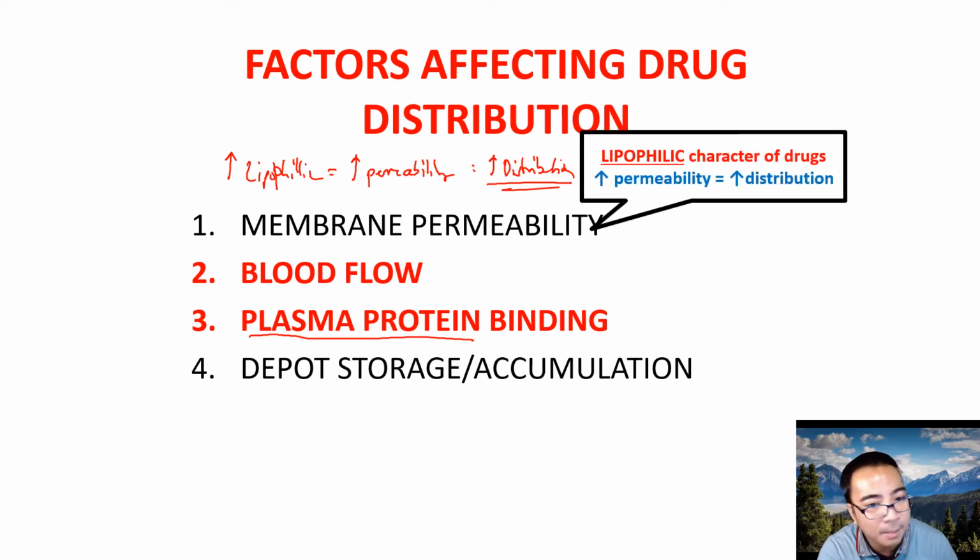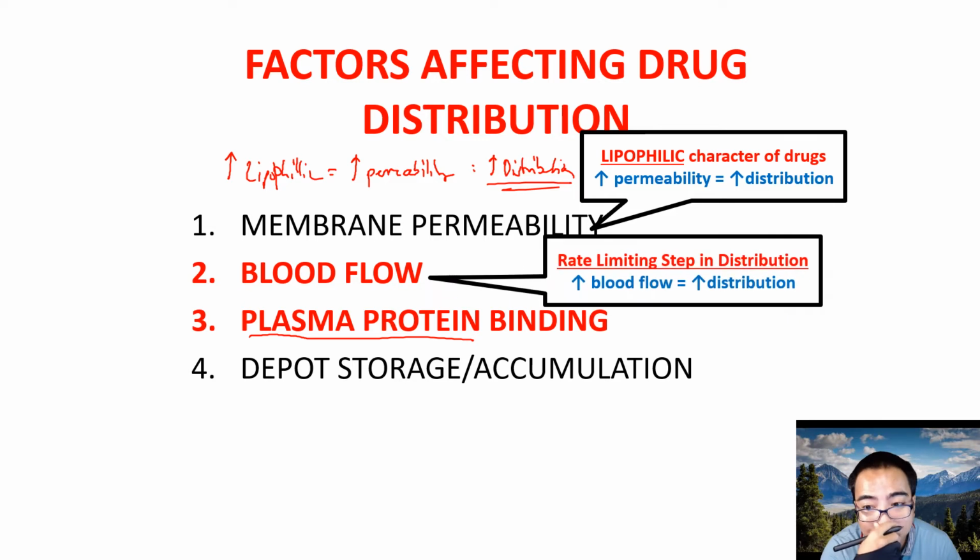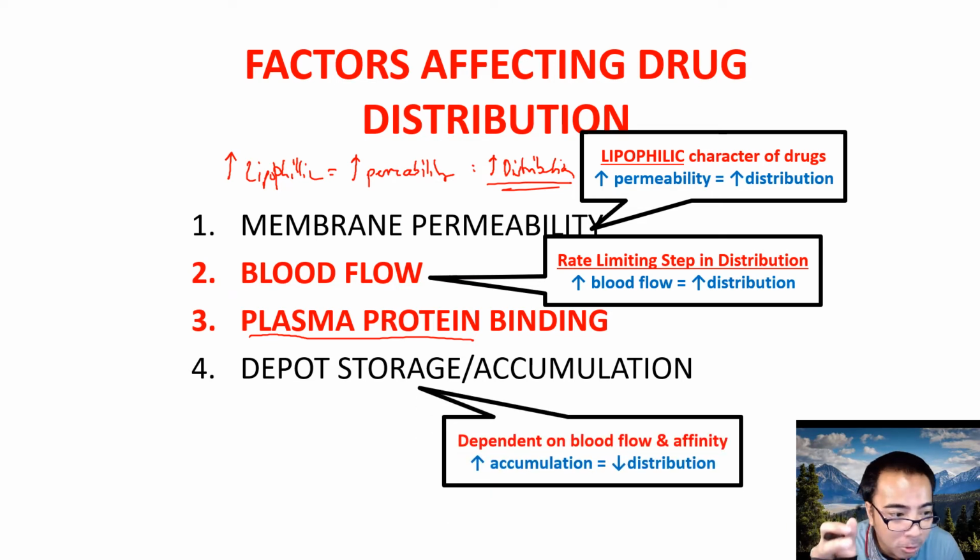Okay, and then depot storage. So, lipophilicity, class, increases the permeability and thus increases distribution as well. Okay, blood flow, as I've said, is the rate-limiting step. The faster the blood is flowing, the more it distributes. And then depot storage naman, class, is dependent on blood flow and affinity. So, if a drug accumulates in a specific target site, then it doesn't distribute. Okay, so therefore, increase in accumulation, class, leads to a decrease in distribution.